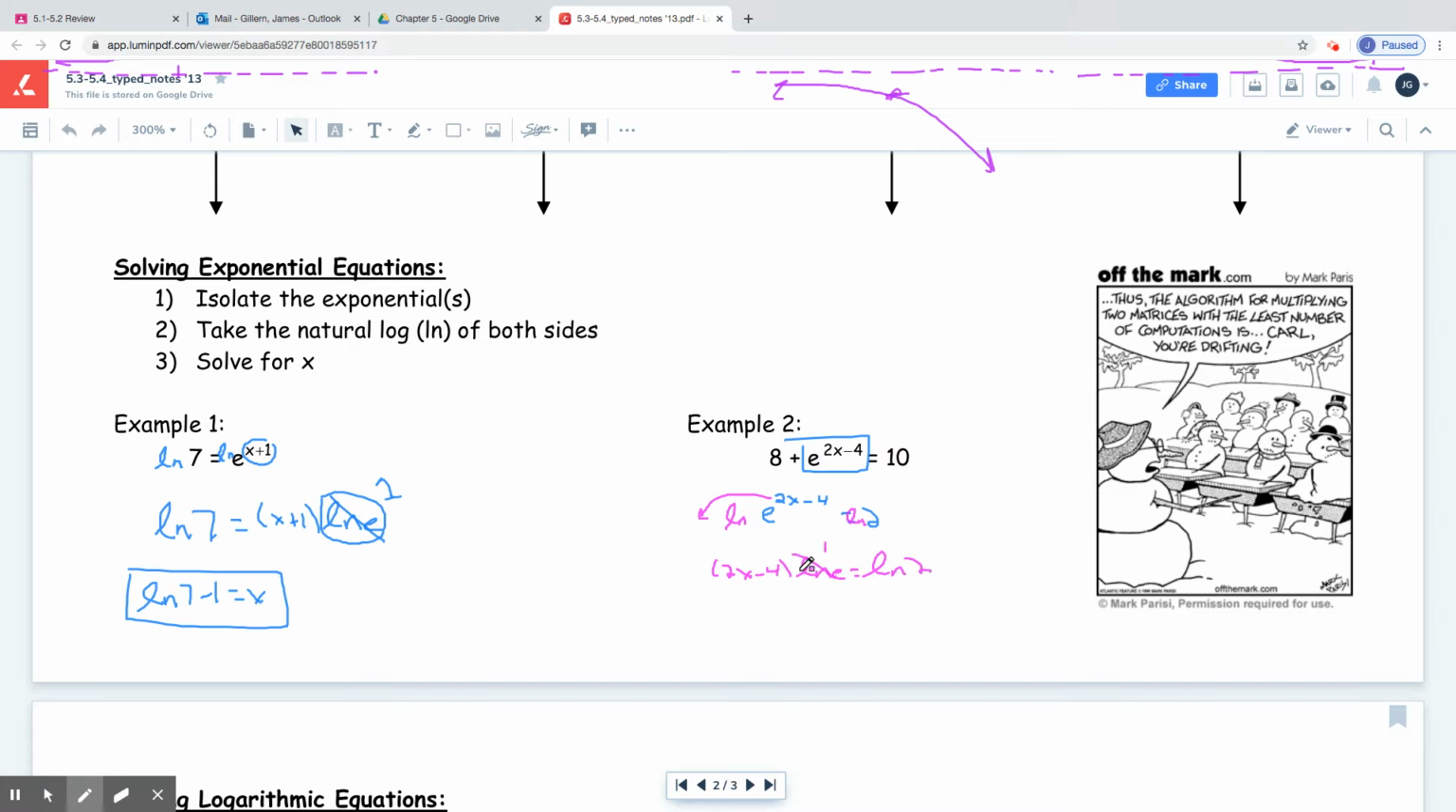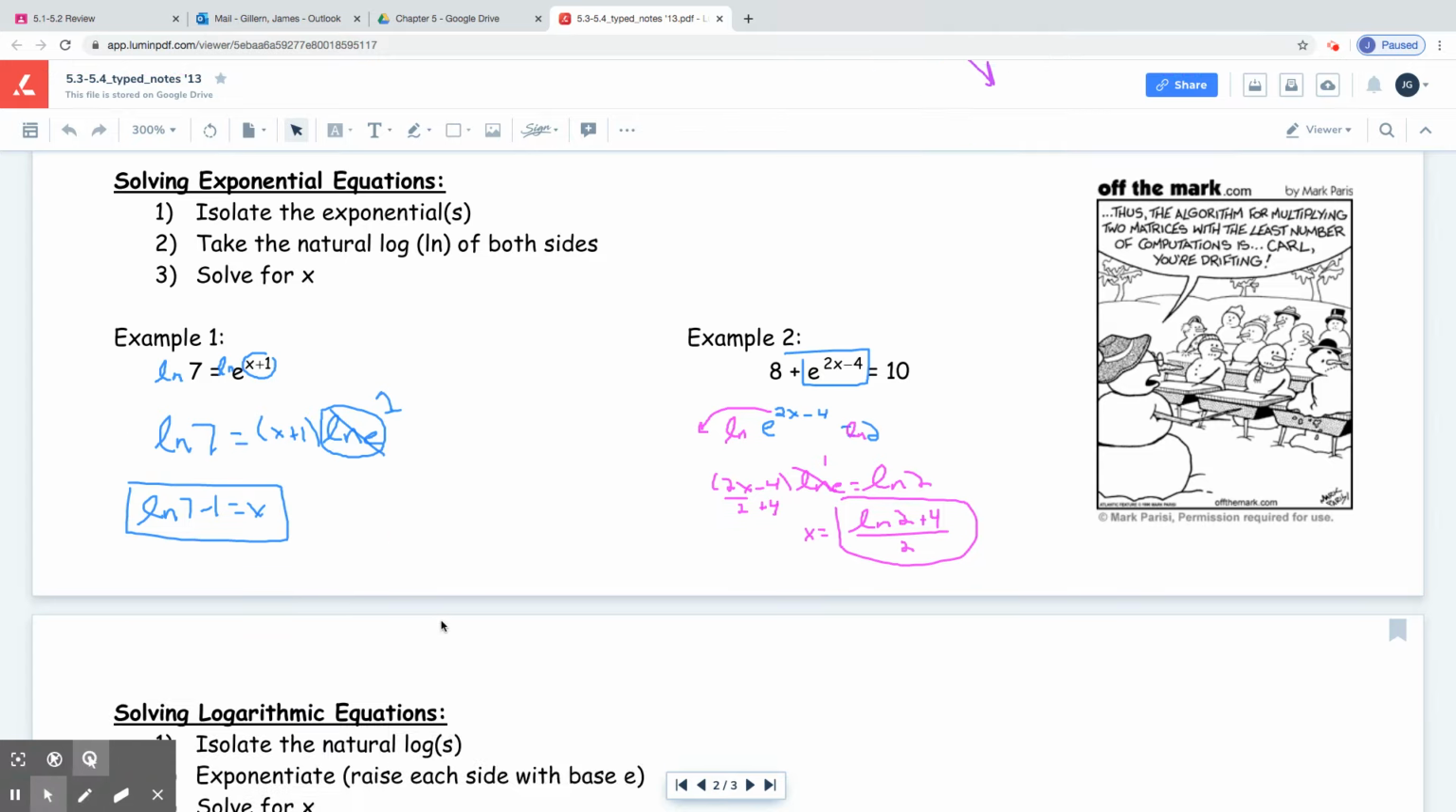This is now 1. We then are going to add 4 and then divide by 2. So x equals the natural log of 2 plus 4, all of that over 2. And just leave it like that. There's your answer. All right, hopefully you guys got that. So that's how to solve an exponential.